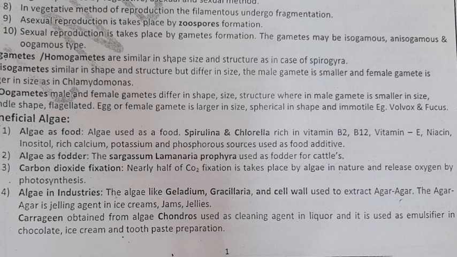Okay, then some of the algae are used in the industries. Those are algae like Gellidium and Glycereria, whose cell walls are used to extract agar-agar. Just remember the names of the algae, Gellidium and Glycereria. These two algae cell walls help in extracting the agar-agar.